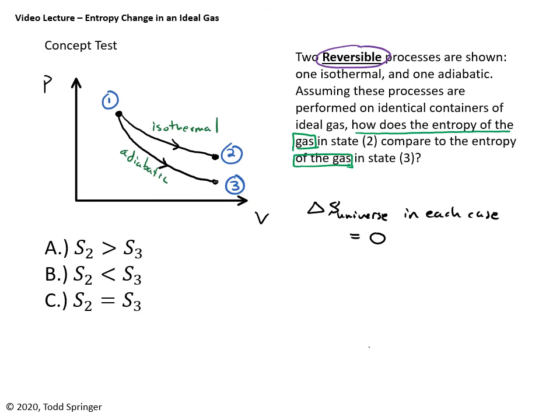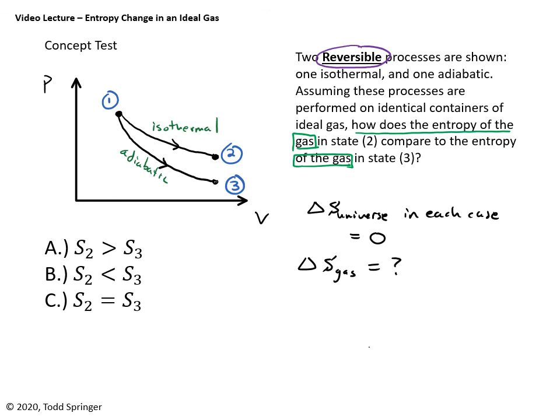But that doesn't mean the entropy change of the gas is 0 necessarily, right? Remember last lecture, I could increase the entropy of one part of the universe if I decrease the entropy of another part of the universe somewhere else, and then I would end up with a reversible process where delta S universe was 0 in each case. So I'm not asking that question about the delta S for the universe, I'm asking delta S for the gas. And that could be positive or negative or 0 in each of these cases.